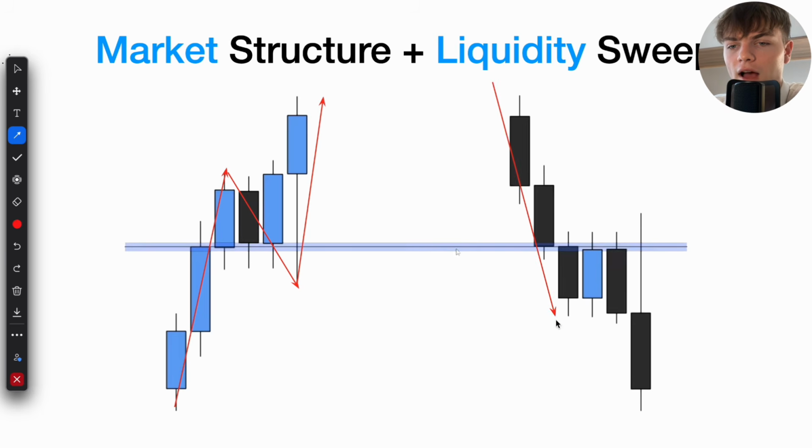Vice versa, there's a high up here, a lower high. No, actually this is the lower high and this is the lower low.